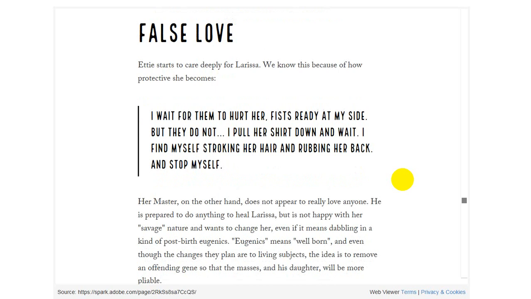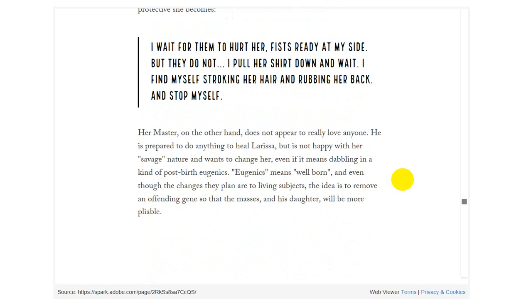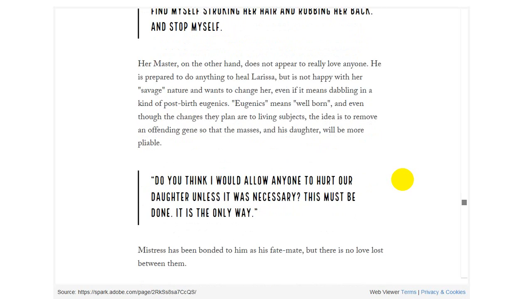There's a lot of false love. Etty starts to care deeply for Larissa, and we see this because she becomes quite protective of her. But on the other hand, Master, Larissa's father, doesn't really appear to love anyone. He's prepared to do anything to heal his daughter, but not being happy with her savage nature, he actually wants to change her. He's prepared to dabble in a kind of post-birth eugenics.